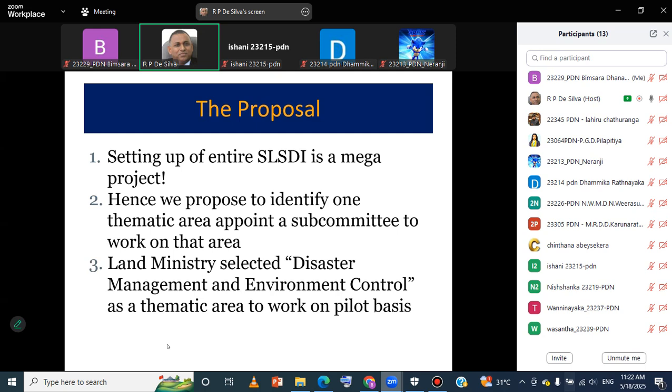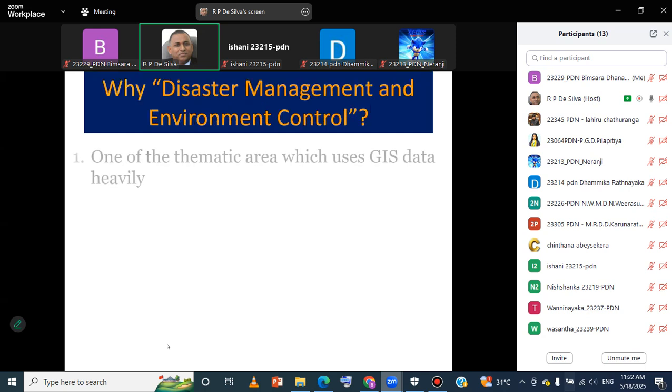So, a big project, setting up an SLSDI. We work on subcommittees and then combine them. This is the option to produce the Sri Lanka SDI. Otherwise it would be a huge financial burden for the government. So what we need to do is, from each institution, each mandated organization, we have to have subcommittees. Finally, we combine these to produce a national infrastructure.